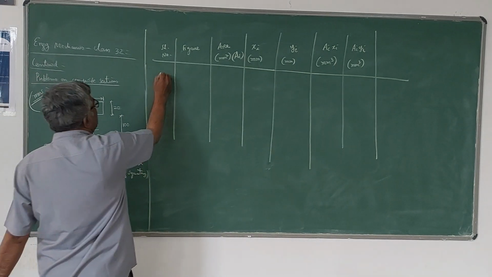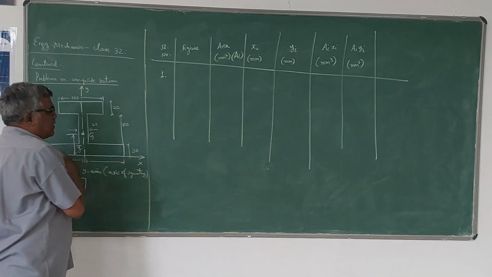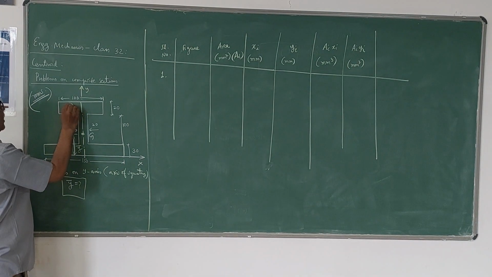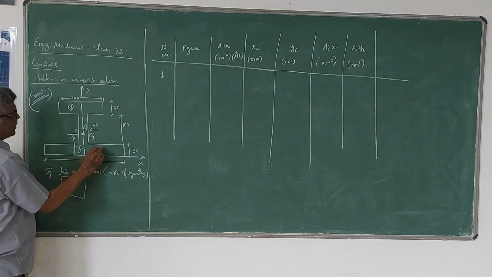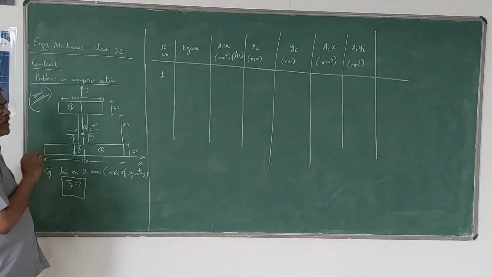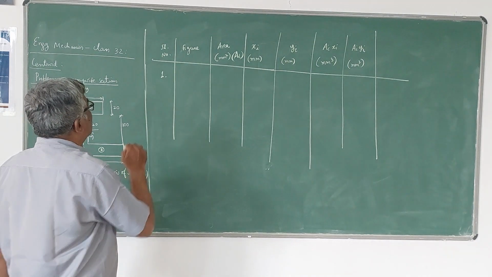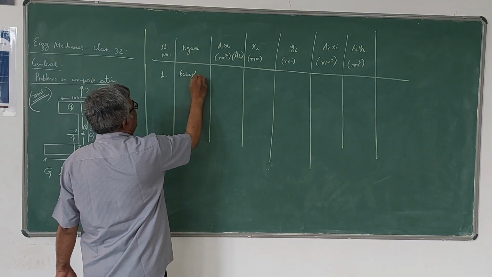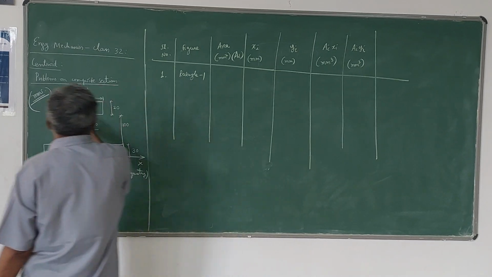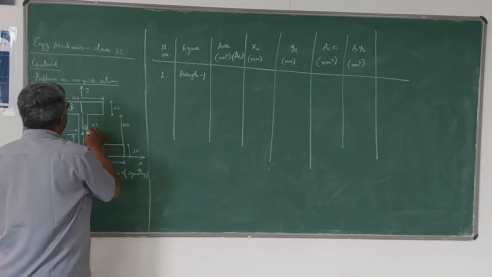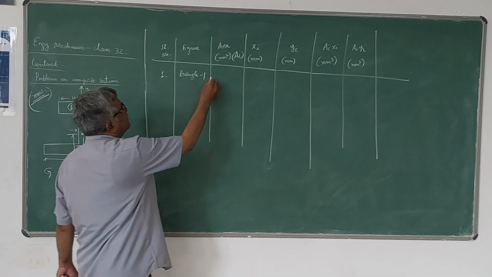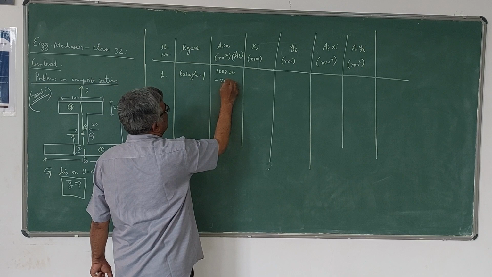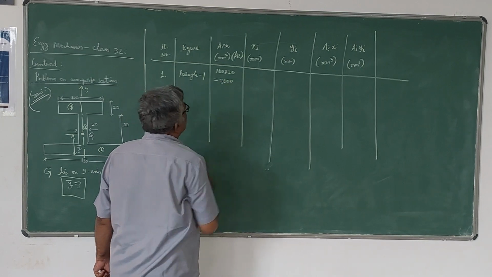So serial number 1, I will divide this given I section into 3 rectangles. This is rectangle 1, rectangle 2, rectangle 3. So the figure is rectangle 1. Area of rectangle 1, I will write 100 into 20, 2000 it becomes. 2000 millimeter square. Then xi.